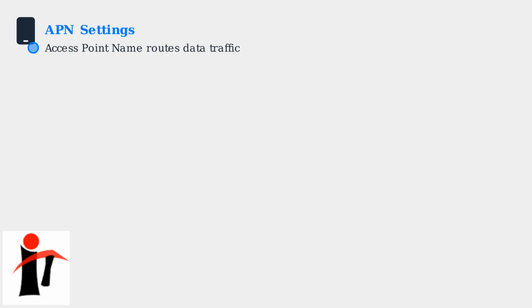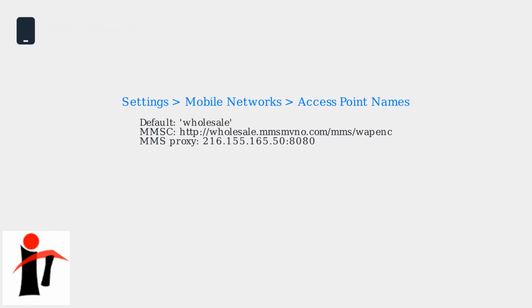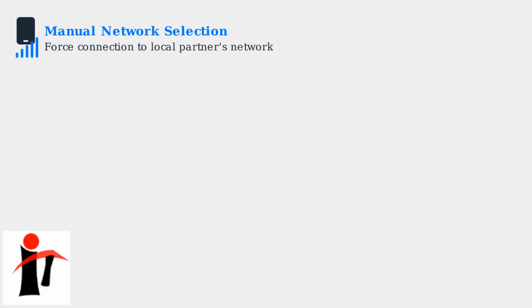The APN is a gateway that routes data traffic. For ALDI Mobile, the default APN for data is wholesale with specific proxy settings. To check and edit your APN settings, navigate to that menu, create a new APN, or edit the existing one with the correct details. Additionally, manual network selection can help.